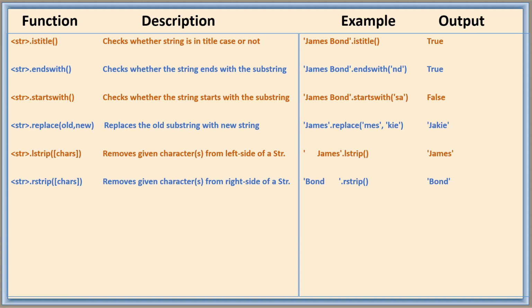If we want to remove from both sides, instead of giving L or R, without indicating that, we will give strip. So string.strip() will remove the white space when there is no argument. When there is a character or substring argument, it will remove that. You can see here white spaces on both sides of James. I have given strip(). It gives James without any white spaces.